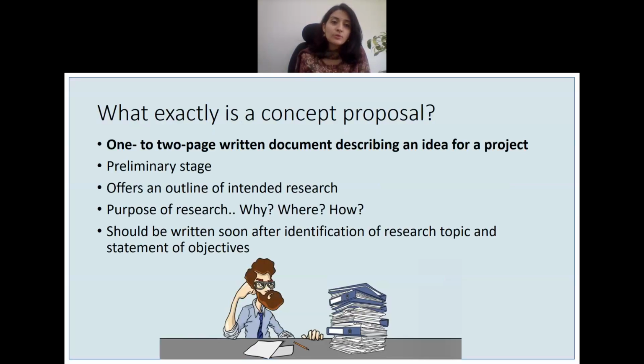If you look at a concept proposal, it's nothing but a 1 to 2 page written document which is describing your idea for a project. It's usually a very early preliminary stage of your writing, and it gives an outline of the research work which you intend to do. In your concept proposal, you're going to state the purpose of your research, why you want to do it, where you want to do it, who the target audience is, and how you are going to go about doing it. Ideally, it should be written down soon after the identification of your research topic and statement of objectives.